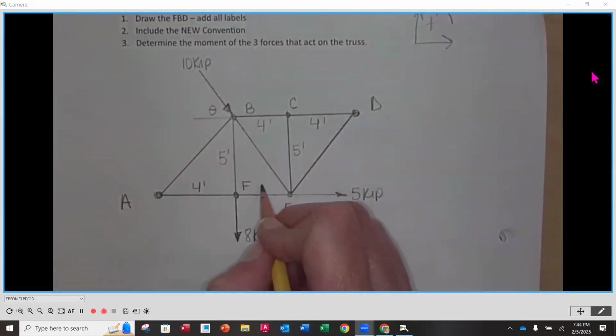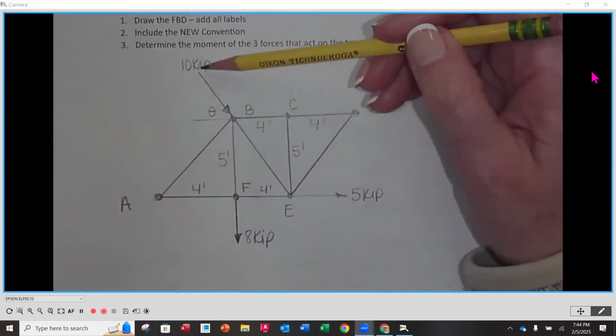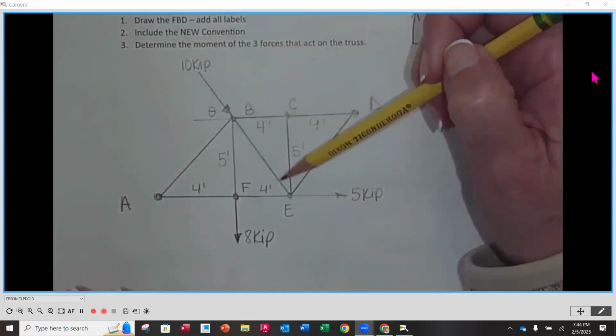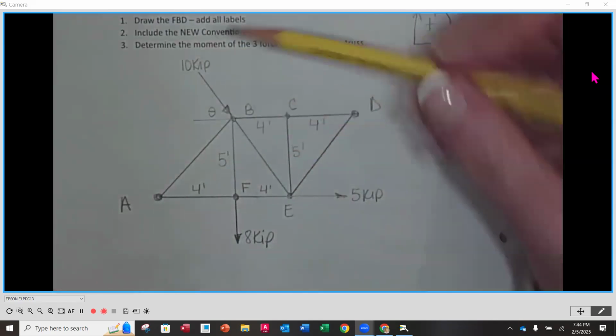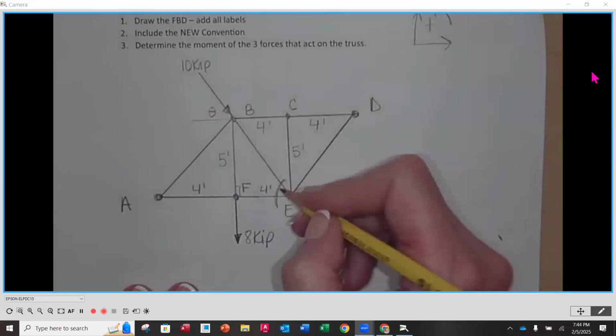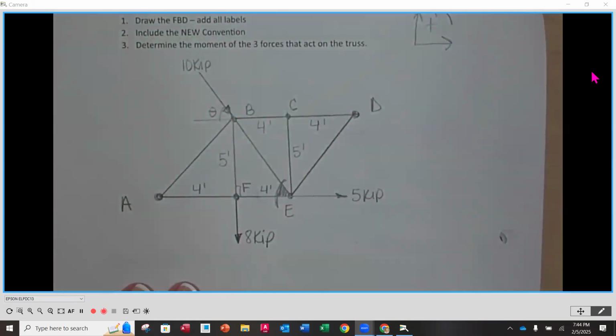Four feet, and this is 4 feet. So all the horizontal members in the triangles are 4 feet, all the verticals are 5. Now, we can see that we're going to have to break that force up at point B into X and Y components, but we need to know what the angle is. We can see that the line of action of that force is along the member here in our truss. So when we look here, we've got a bunch of right triangles, and this angle right here would be the very same angle of theta.